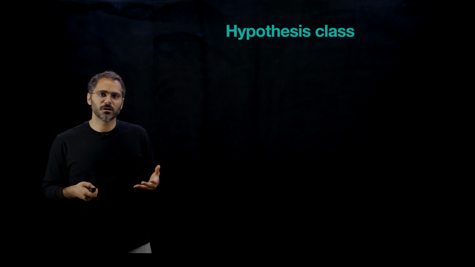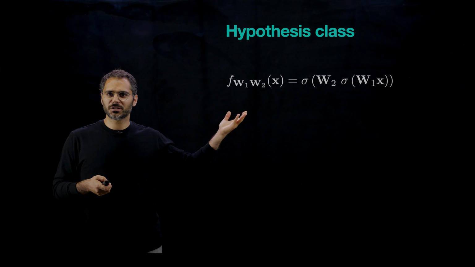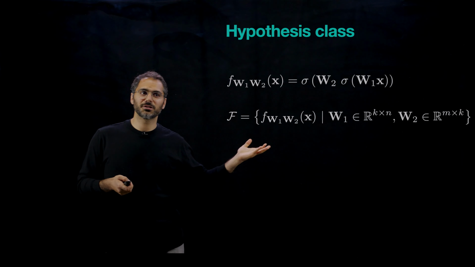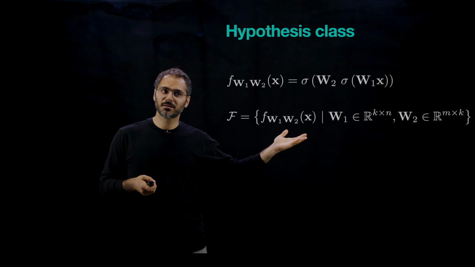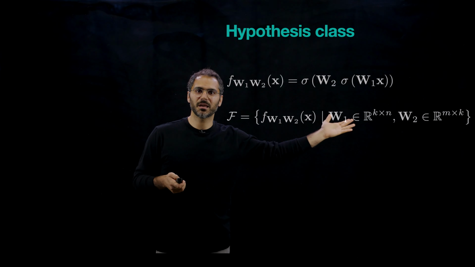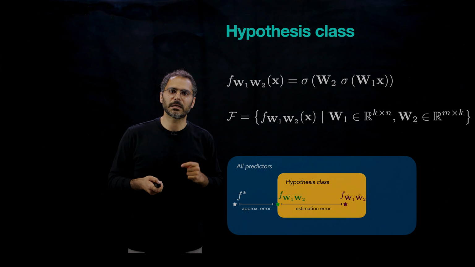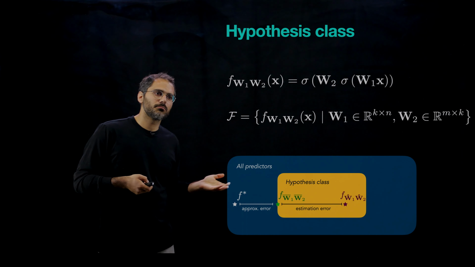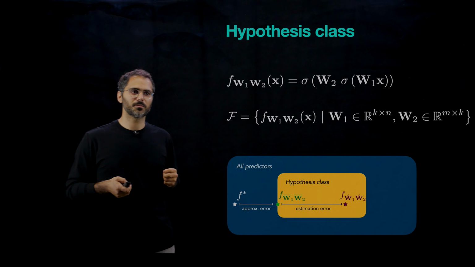If we go back to our concept of hypothesis class, again, assuming that I just have one hidden layer, this is my predictor. And my hypothesis class looks something like this now. It's F of W1, W2, X, such that W1 is in this high dimensional real space, K by N, and W2 is in M by K. Here, K and N are just integers.